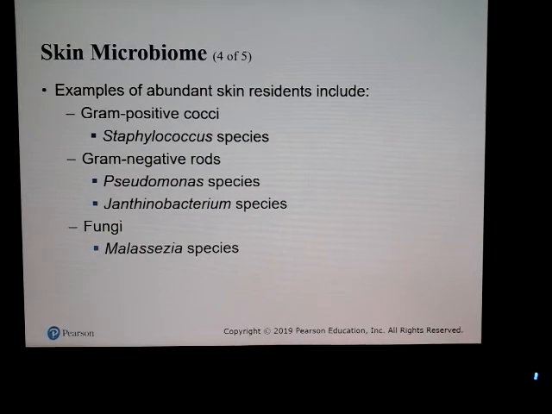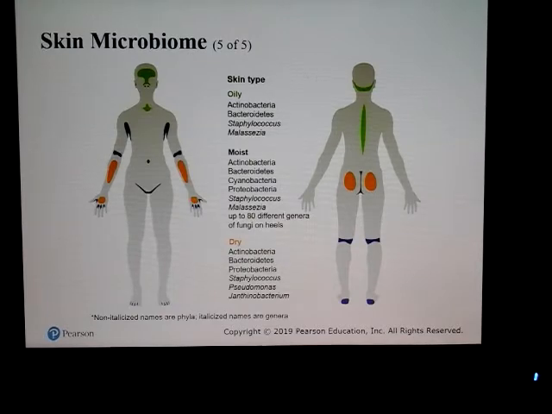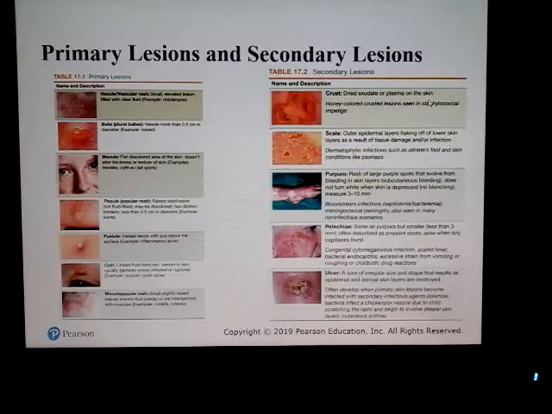Now we have some normal microbiota of our skin. We've already talked about staph a lot in this class. Also, we have another really cool bacteria called Pseudomonas that we'll talk about later that also causes infections under the proper conditions. So you can have different types of skin. It can be oily, moist, dry, and this is just a representation of the different types of microbes that can be found in different parts of your body.